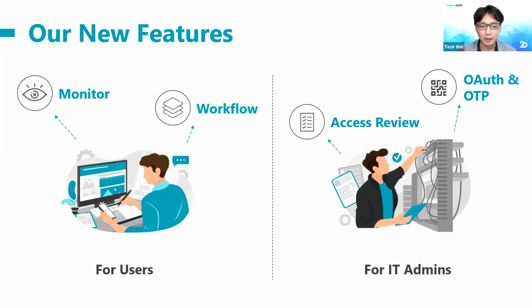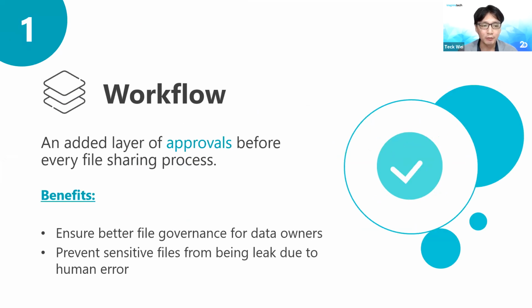I'll jump off first with the users part. In this feature that we call workflow, what we are really adding is that when a file sharing process is triggered, there is an added layer for the data owners to approve before the actual file sharing happens. What are the benefits of why we designed this feature? First is to ensure better file governance, so that the data owner has a chance to review the file sharing activities before they actually happen. Second, sometimes we know that there might be human error and sensitive files are being leaked.